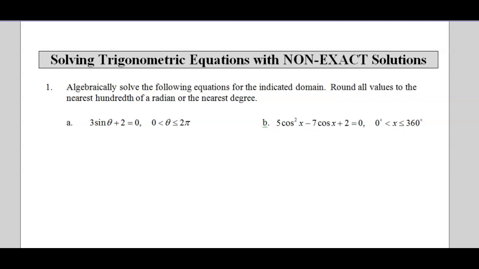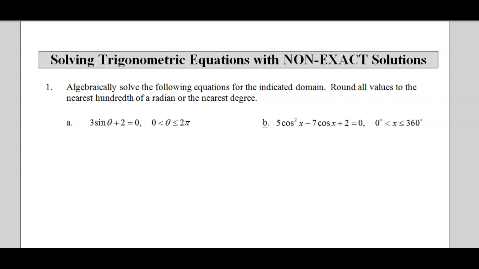If you're asked to give answers in radians, then it says to the nearest 100th. Degrees, it says round to the nearest degree, which means whole number. Okay? So how are you going to tell? Remember, it's by the domain that's given to you. If it just says theta is an element of the set of reals, and there's no degrees translation or anything like that, then you have a choice. You can do it in degrees or radians.